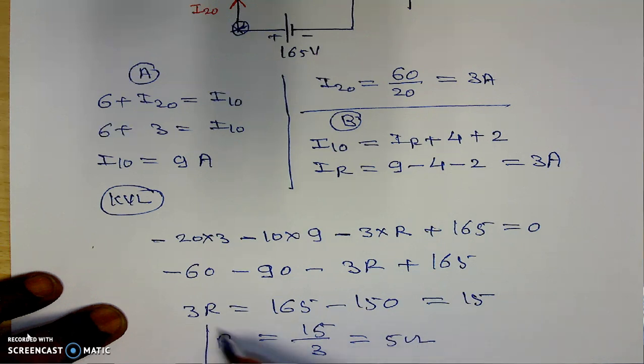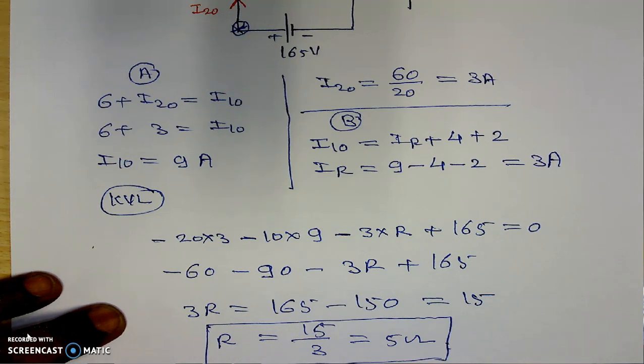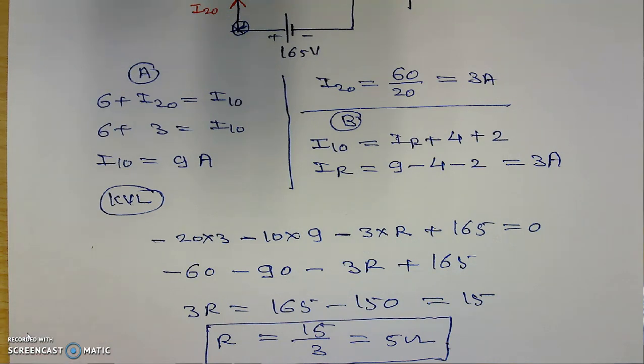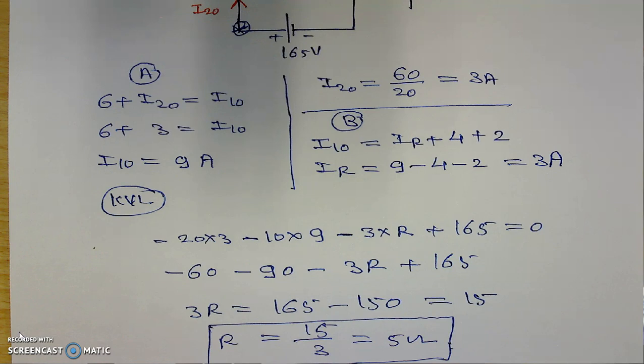These are some methods to find out the value of the unknown, depending on the requirement, by using the basic laws, that is KVL and KCL. For this particular video, that is the stuff from my side.